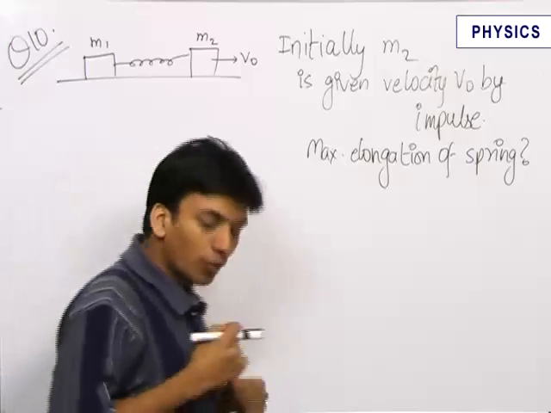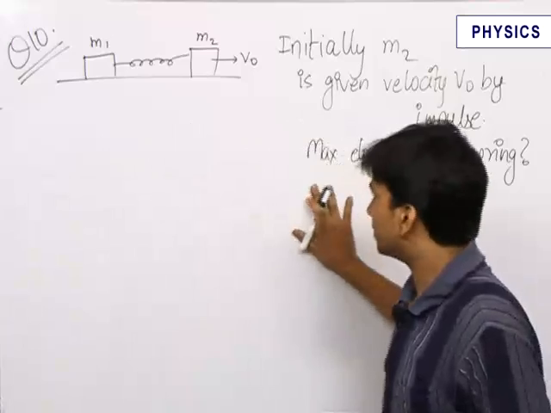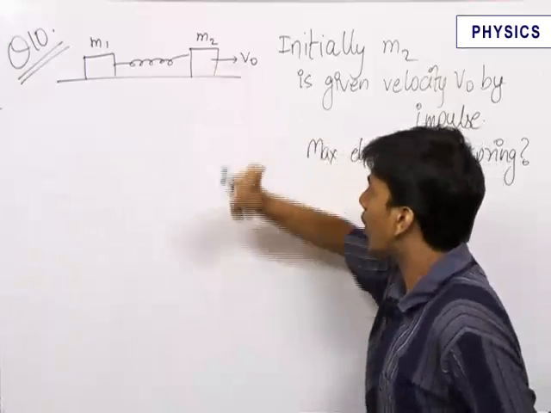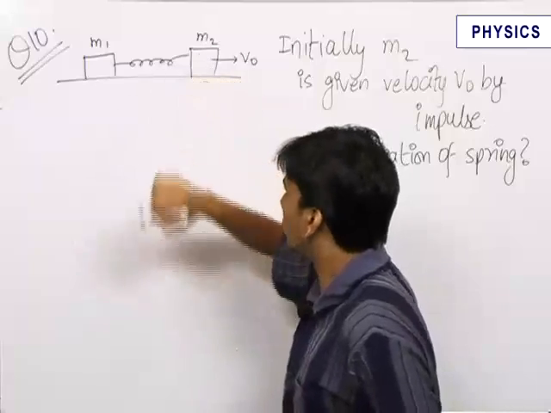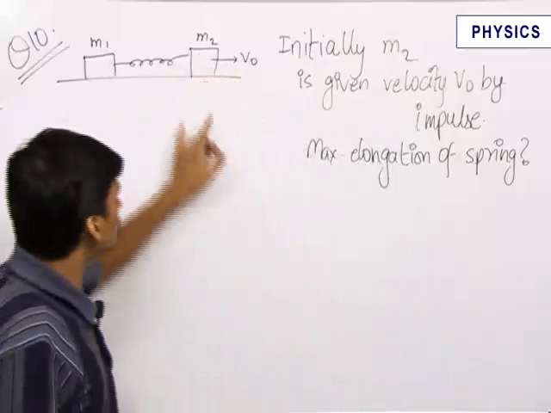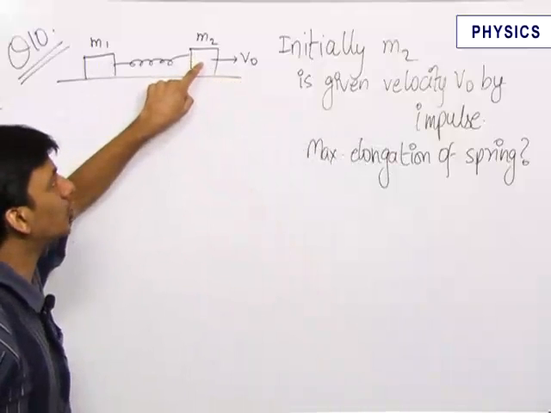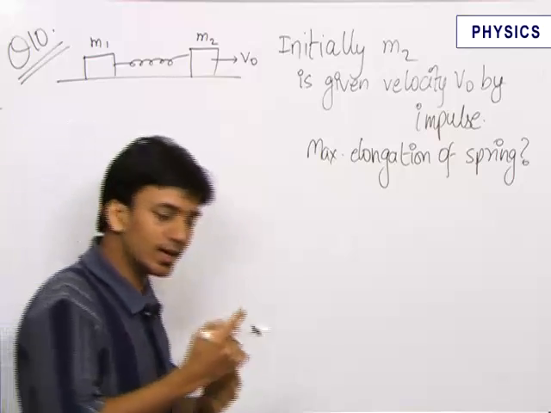Now we have to realize and analyze, when does the maximum length of the spring occur? As m2 goes forward, the spring gets extended, it starts pulling m2 backwards and it starts pulling m1 forward. So what happens is that the velocity of m2 starts decreasing and the velocity of m1 starts increasing.